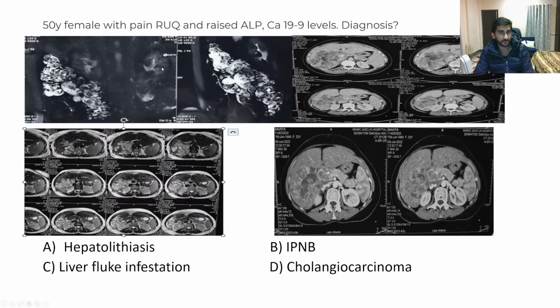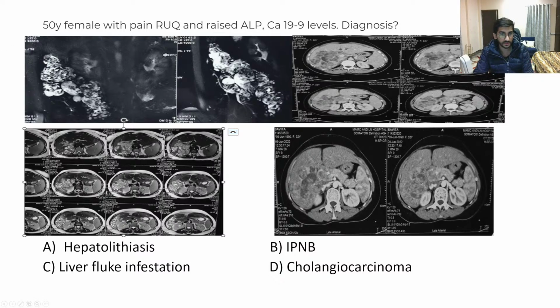And the next question, a very important question. This was my favorite question of the quiz. A 50-year-old female with pain in the right upper quadrant and raised ALP. Alkaline phosphatase was raised, so pain and CA19-9. CA19-9 is the tumor marker for pancreatic carcinoma and also a tumor marker for cholangiocarcinoma.